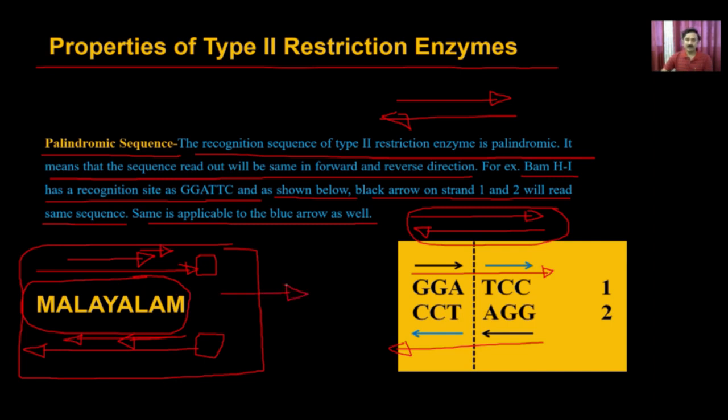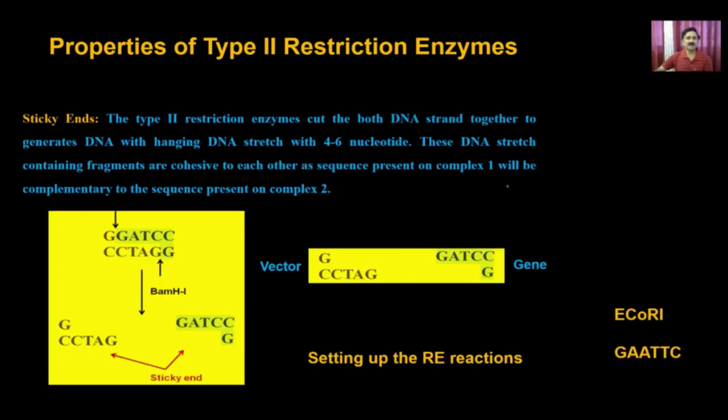Now I can give you a few activities. For example, can you search for a few more names and inform me whether those have the palindromic feature or not? Apart from the palindromic sequence, the type 2 restriction enzymes also generate sticky ends.